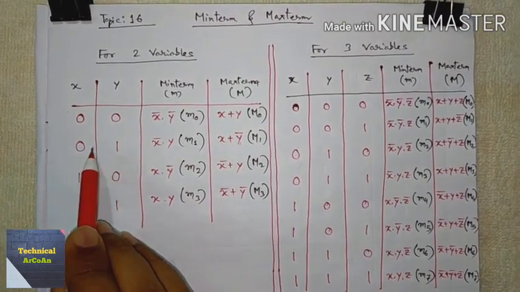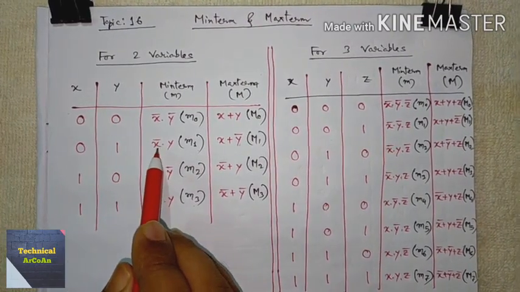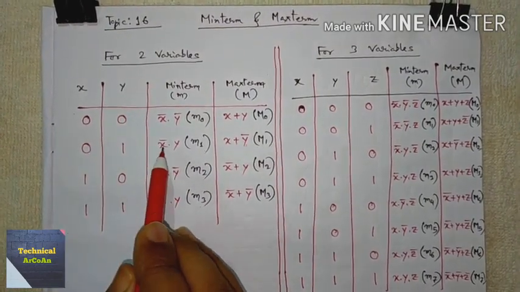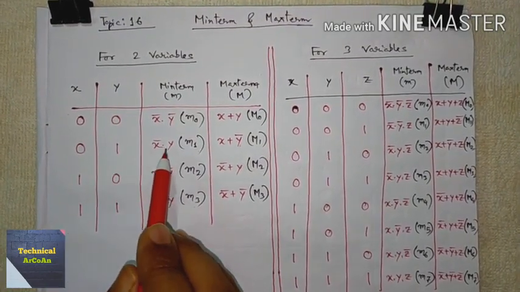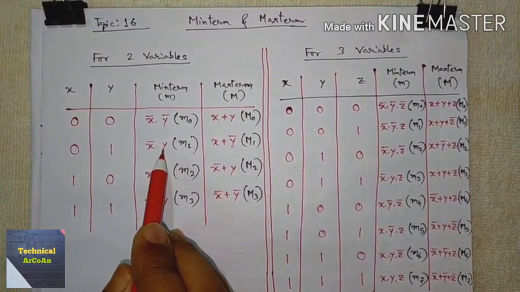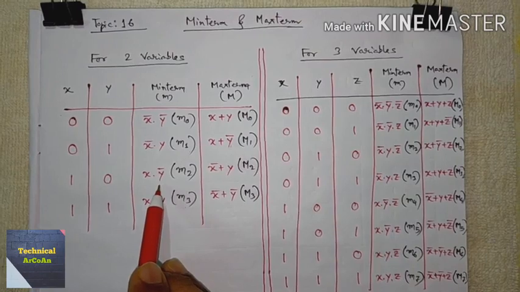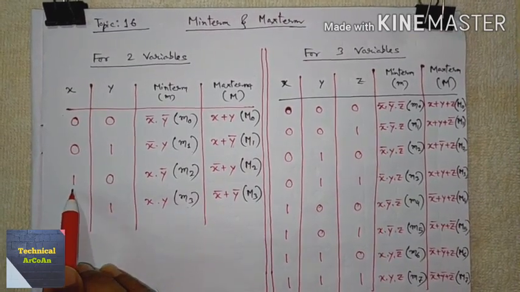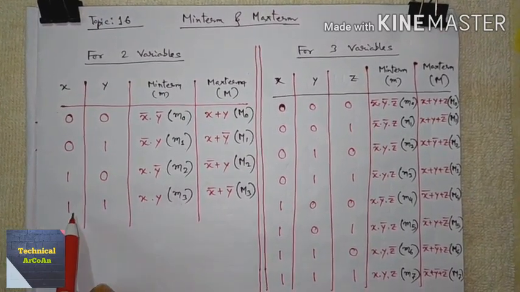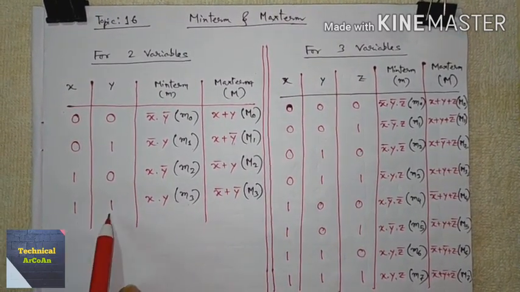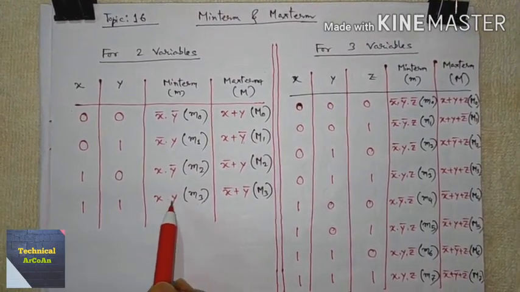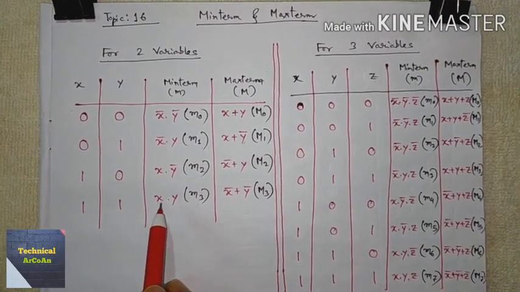When x value is 0 and y value is 1, what will be the min term? x complement dot y. Why? Because 0 is the value of x, that's why it's a complement, and the value of y is 1, that's why it's normal, and it is a product term, that's why it's x complement dot y. Similarly, the third step is the same thing. x is 1, y is 0, so x is normal dot y is complement. And for the fourth combination, both are 1, so both are normal, and the product term will be the normal x dot y.